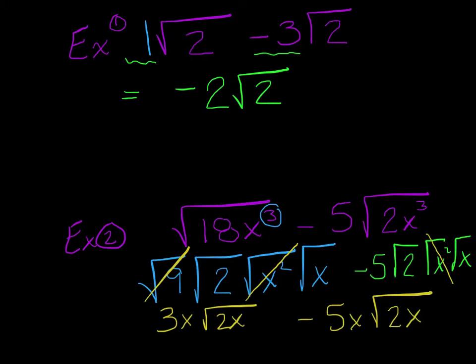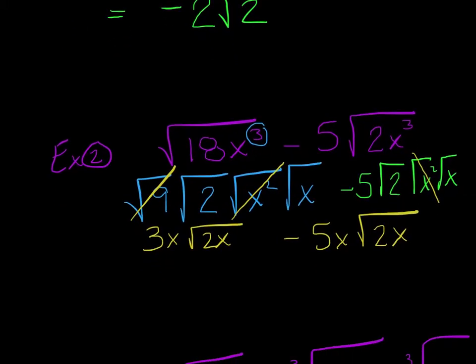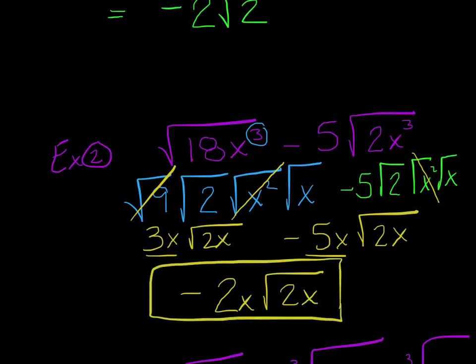Now, ask yourself one last time, do you have like terms? Is the junk under the radical the exact same? If your answer is yes, we can subtract. So 3x minus 5x makes negative 2x, radical 2x. And that's my final answer right there. So I'm just adding or subtracting the junk in front of the radical once my radicals are the same. Let's try another example.